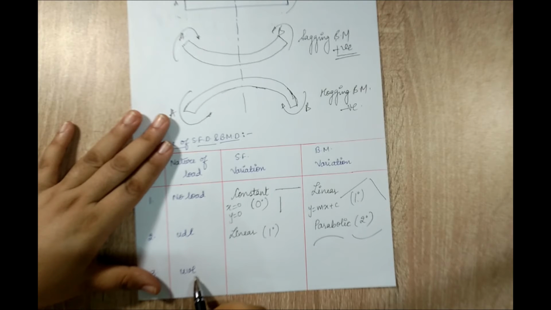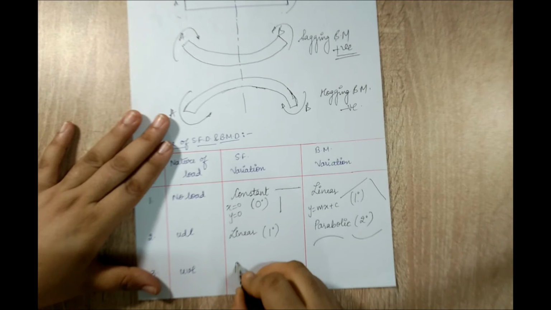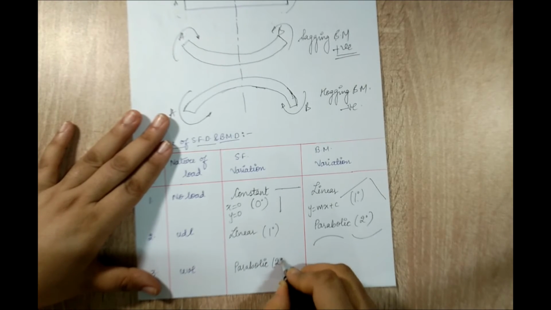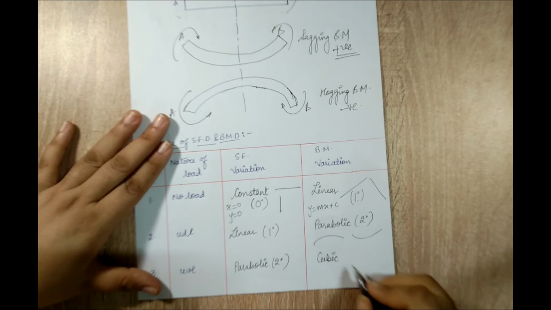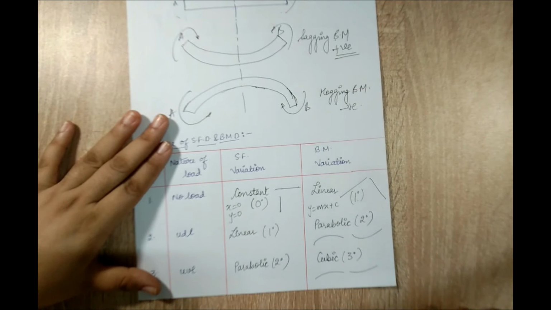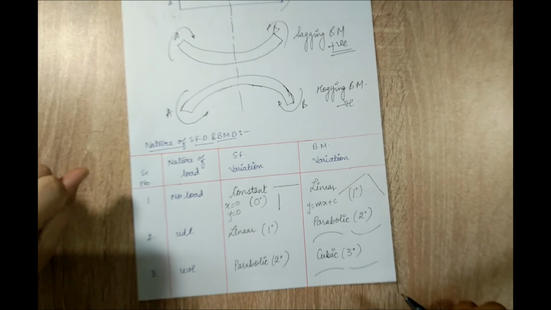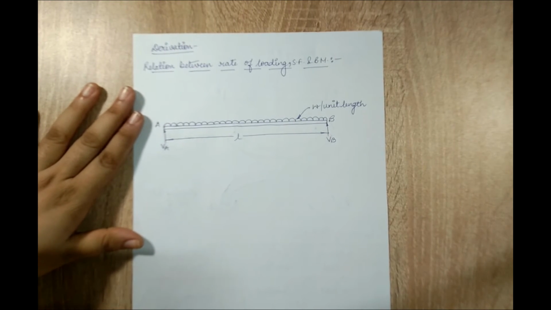For UVL, that is uniformly varying load, the shear force variation is of parabolic type. Parabolic is 2 degree curve, and bending moment variation is a cubic curve. Cubic is 3rd degree curve. The curve is going to be more flatter as compared to the parabolic curves, but it is a curve like parabolic itself.